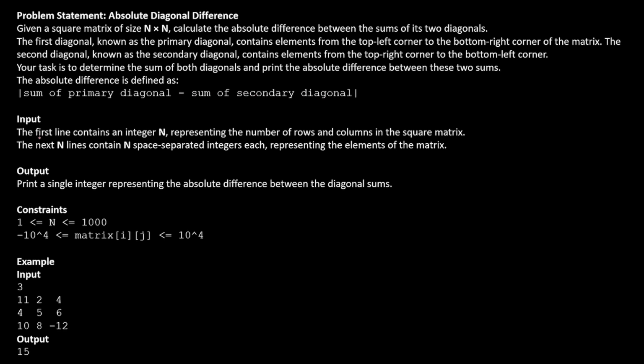So the input: the first line contains an integer n, representing the number of rows and columns in a square matrix. That means n cross n. The next n lines contain n space separated integers each. The output is a single integer. Now the constraint is like that. In the example, we take the input. The first input 3 means that the matrix size is 3 cross 3. These are the elements in the given matrix, and this is the output.